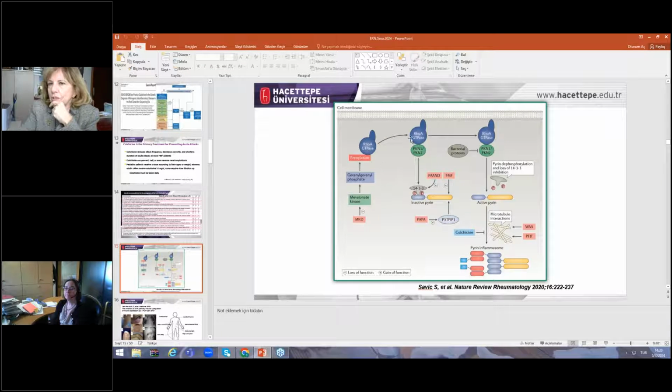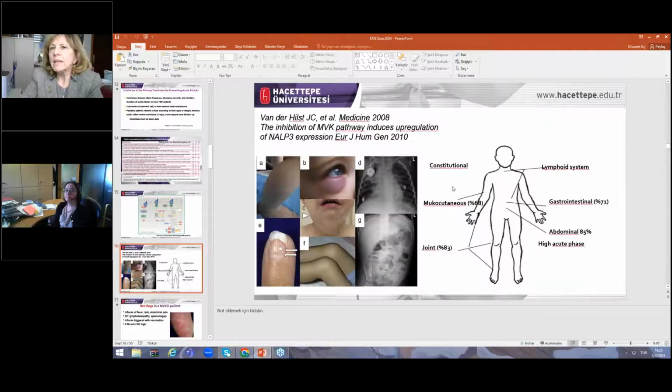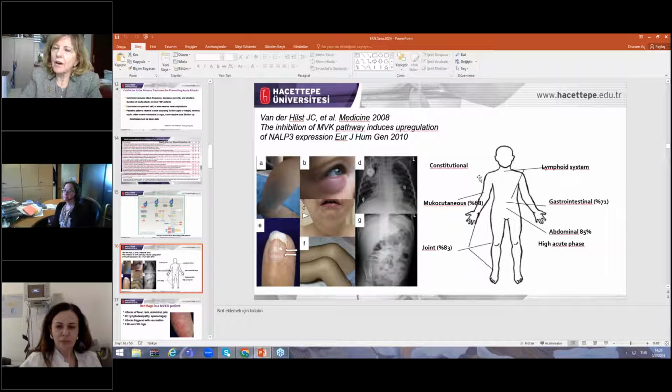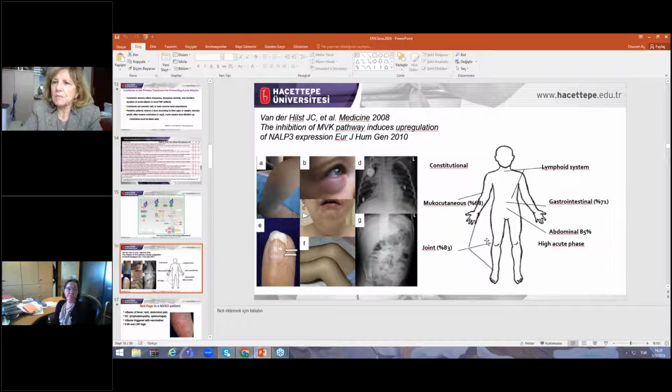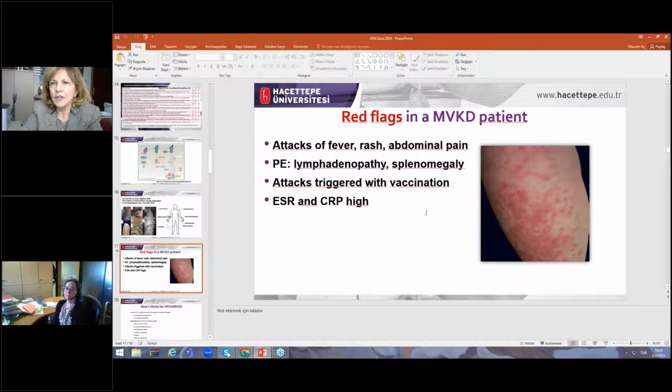And we now know that mevalonate kinase uses the same system to activate the pyrin inflammasome, and hence, again, a lot of production of IL-1 beta. Now, a lot of patients have been described from the Netherlands and Western Europe, almost always presenting in very early childhood. As you can see, they can present with constitutional findings. Almost all of them have some lymph nodes, skin disease, two-thirds have GI symptoms. All of them have high acute phase reactants.